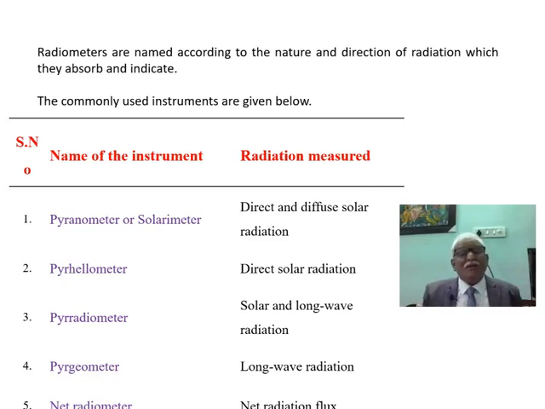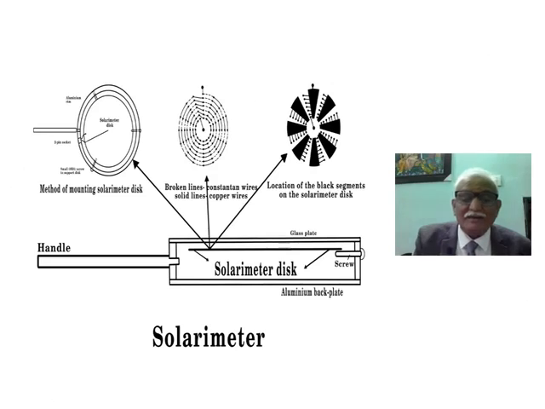However, in the meteorological observatory, not the micrometeorological observatory, there are certain instruments exclusive for measuring global radiation. What are those? Direct solar radiation, long wave radiation. All these things are measured in the meteorological observatories commonly. Pyranometer or solarimeter, for direct and diffuse solar radiation. Pyrheliometer, direct solar radiation. Pyrradiometer, solar and long wave radiation. Pyrgeometer, long wave radiation. Of course, net radiometer, radiation flux.